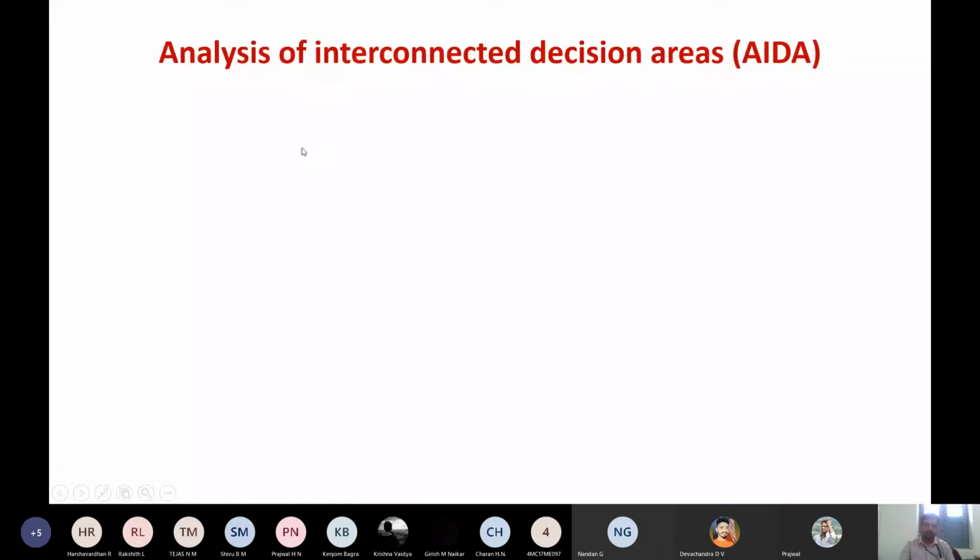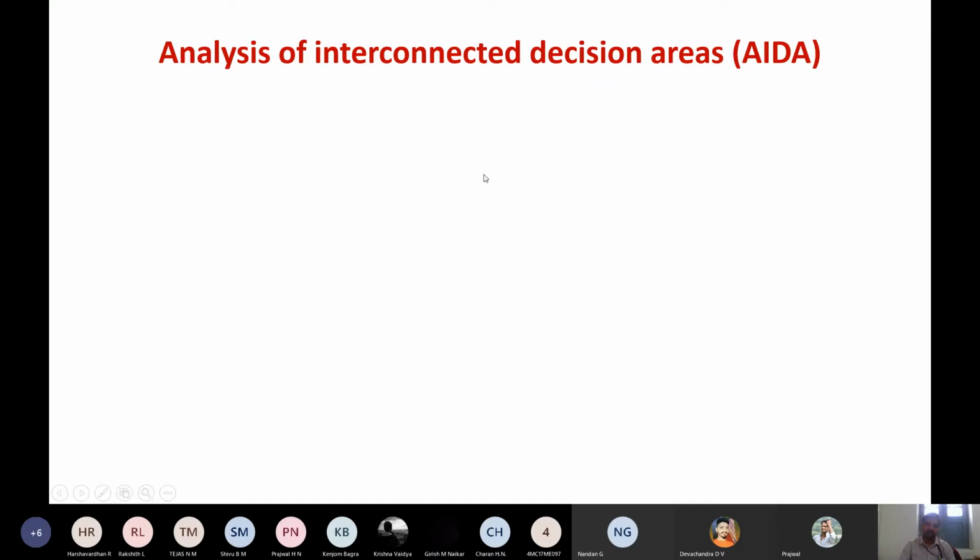Okay, in the previous class we discussed morphological analysis, how to construct a morphological table. We are discussing design methods. These design methods are used to find various solutions for a design problem and how to summarize.